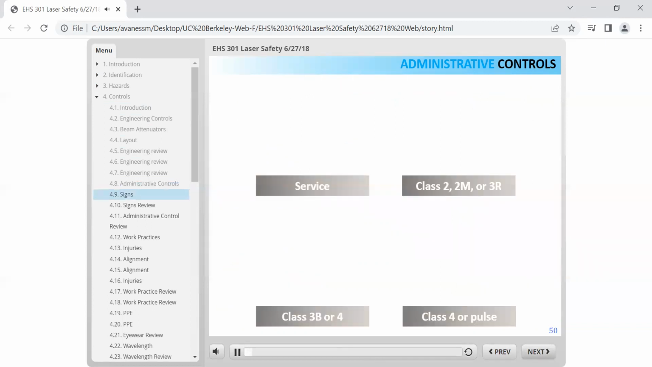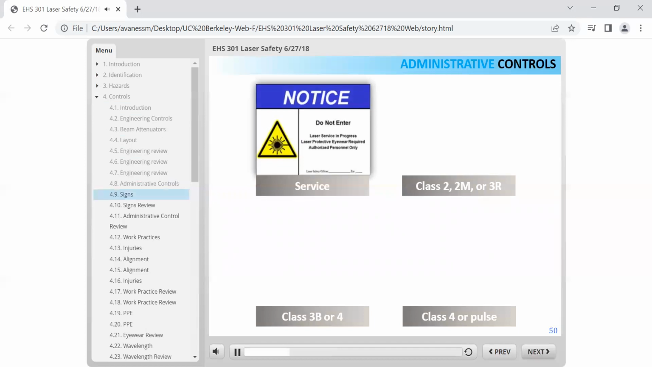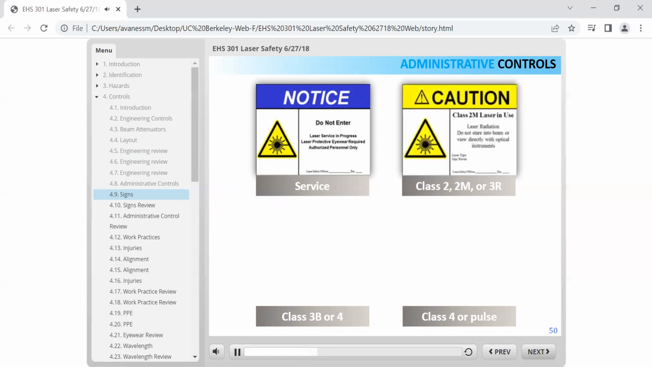Make sure to post the appropriate warning signs on the walls or doors where lasers are present. There are 3 signs that have different messages. Notice signs indicate that alignment, installation, repair, or servicing of lasers is in progress. Caution signs indicate the presence of low-powered Class 2, 2M, and 3R lasers that do not exceed the maximum permissible exposure limits.